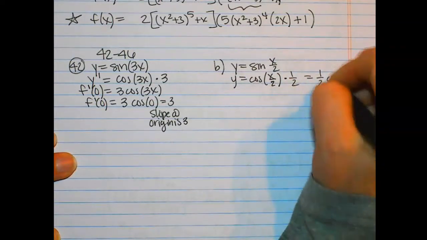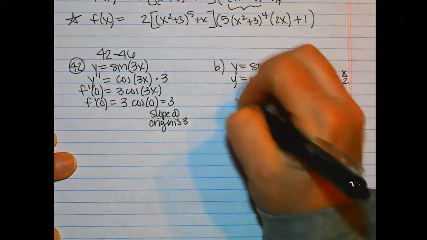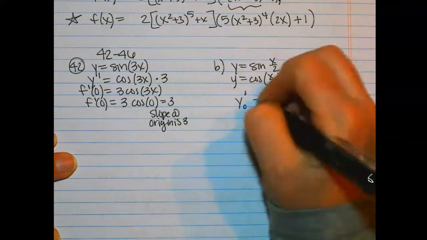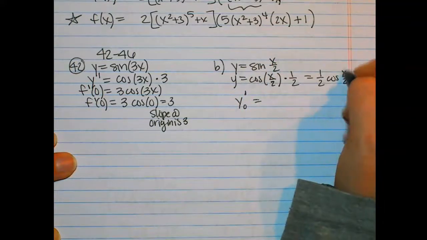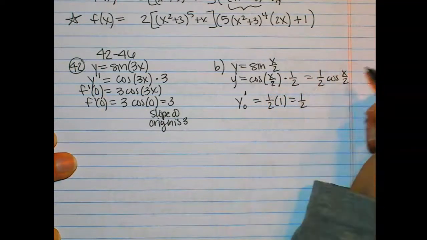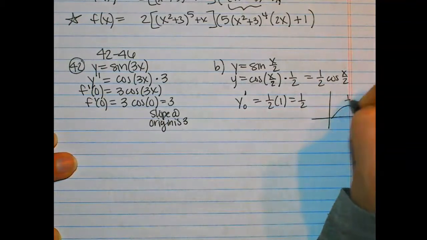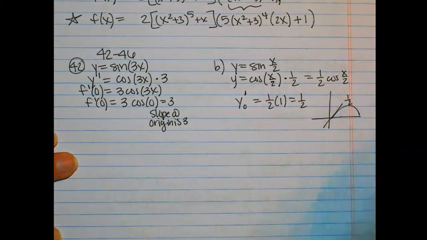So that's 1/2 cosine of x over 2, which again is, if you plug in 0, so y prime sub 0 is what I'm plugging in. That's a 0 here, is 1/2 times 1 is 1/2. And when you look at that picture, it was like this. You get 1/2 of the period is the same as the slope. And that was what they wanted for 42.